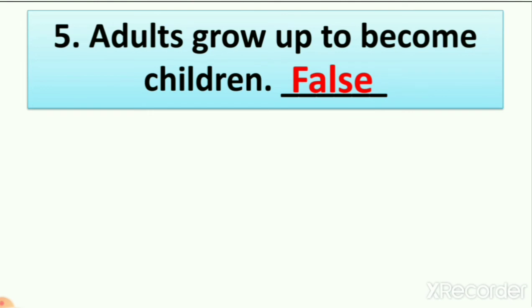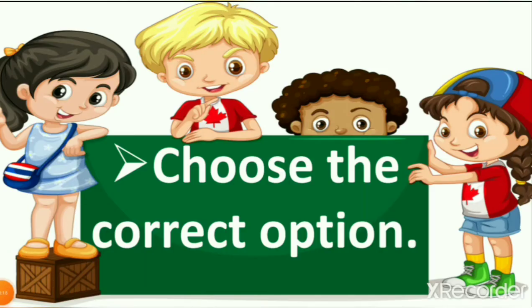We learn that our mother, father, and grandparents are adults. Why? Because they are already grown up, right? And we all are growing up people. So like that, you understand what adults are and what children are. Our next question is choose the correct option. So we have four options. And we have to write one correct option from this.